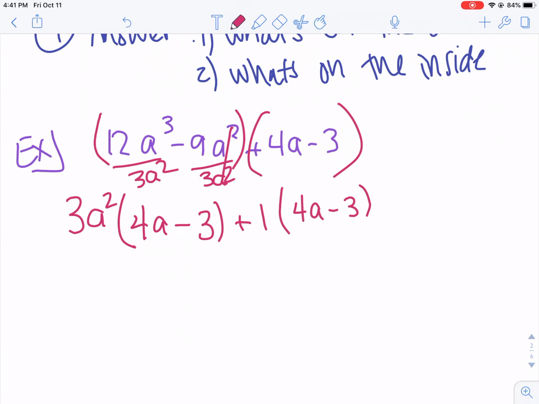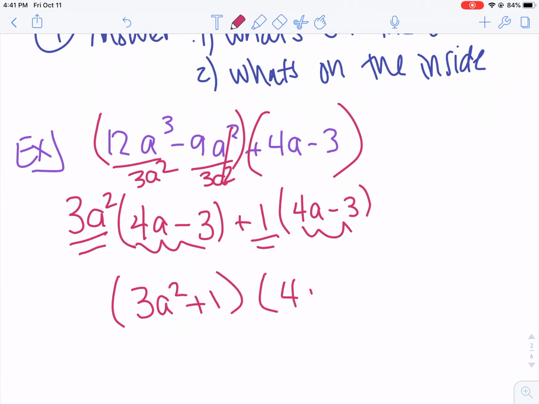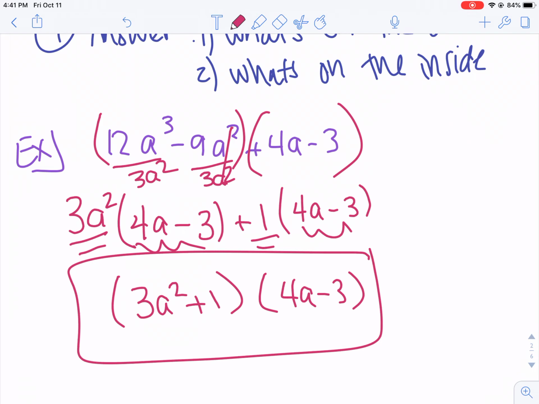Then the last step says what's on the outside becomes one answer, so 3a squared plus 1. And then what's on the inside becomes the other answer, so 4a minus 3. And that is grouping.